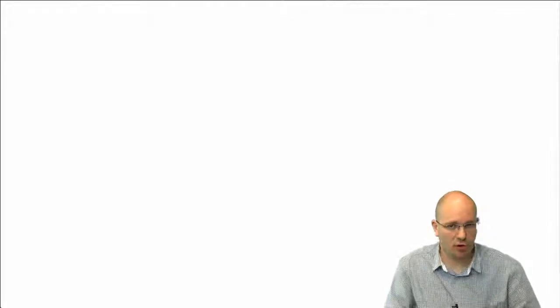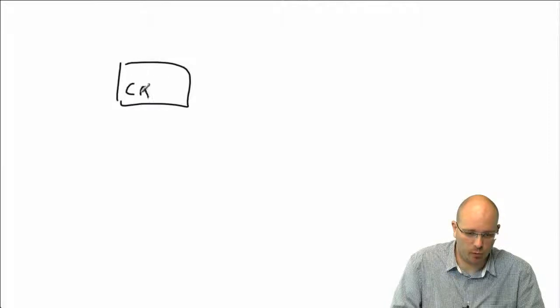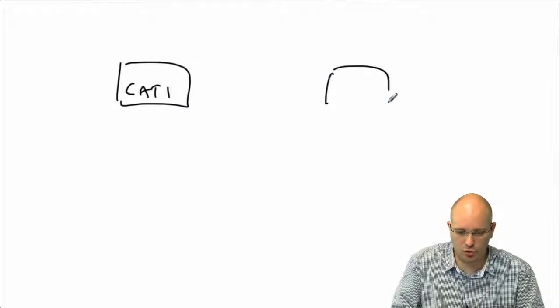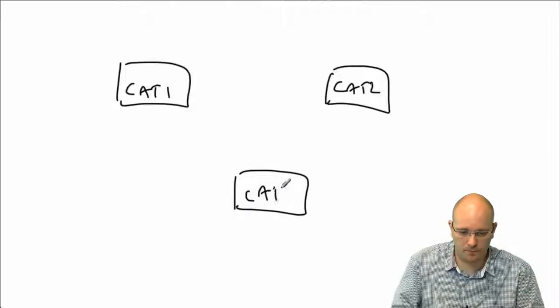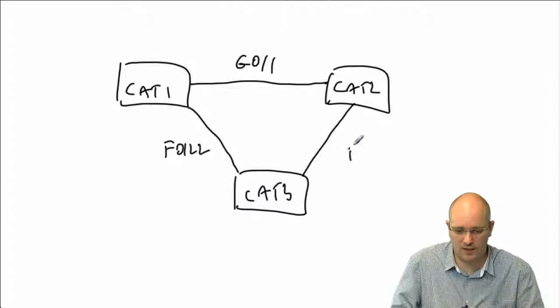So let's redraw our topology again. I have Cat1, Cat2, and Cat3. They are interconnected as such. So this is Gigabit 0/1, this is FastEthernet 22, and this is FastEthernet 20.